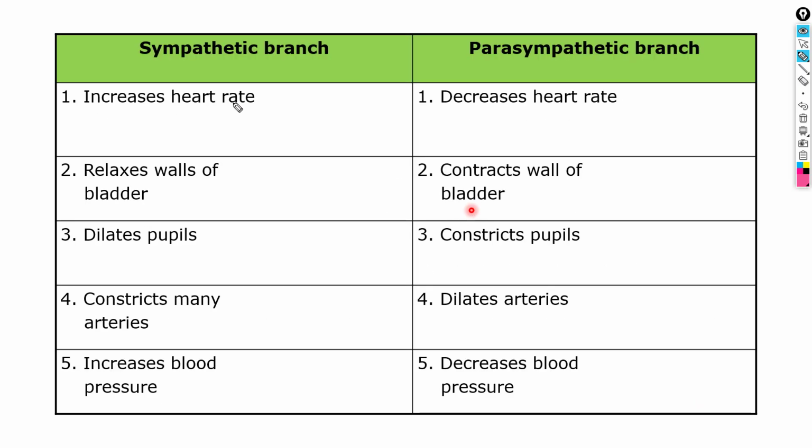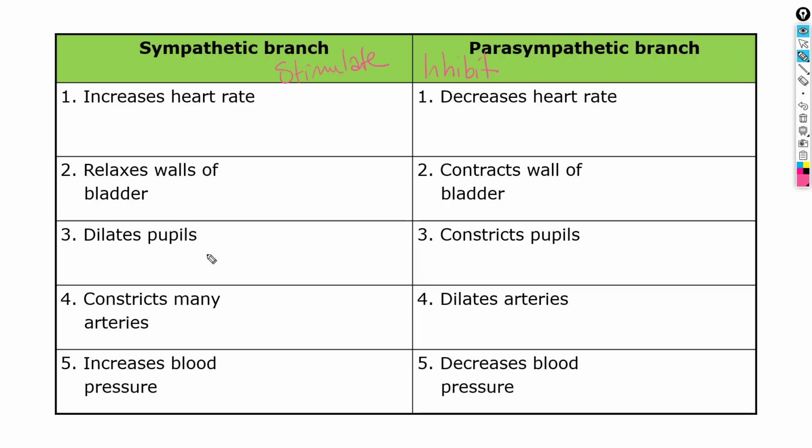Here are some examples for these two branches, guys. We say the sympathetic branch is preparing the body for emergency, so it will stimulate, while the other one inhibits. In the first example here, the heart rate is increased by the sympathetic branch during the emergency, and it is decreased by the parasympathetic branch after the emergency. The same applies here. The walls of the bladder are relaxed by the sympathetic branch, and they are contracted back by the parasympathetic branch after the emergency.